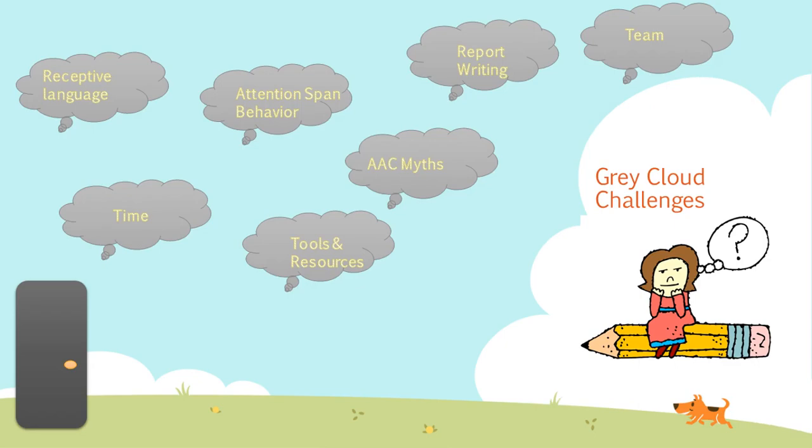A lot of these challenges, and I'm going to call them gray cloud challenges today, can sometimes present themselves in such a way that it feels like we're closing the door, or having a door shut, to helping a child get the intervention they need. Some of those challenges could be, I think the biggest one is time constraints.